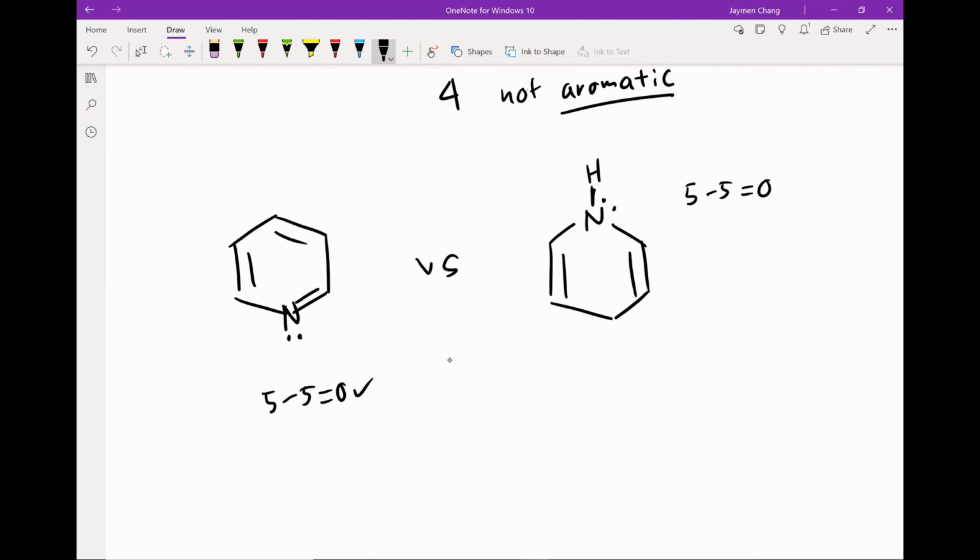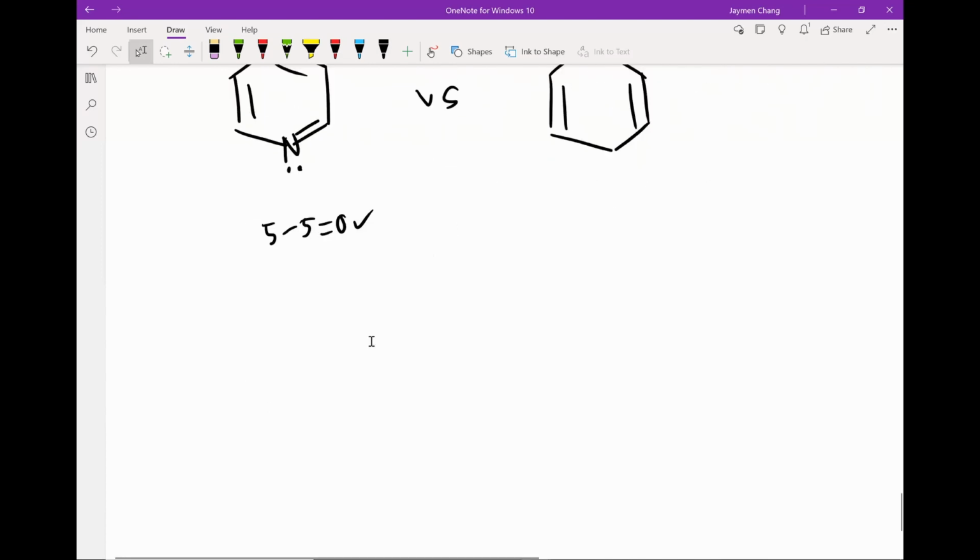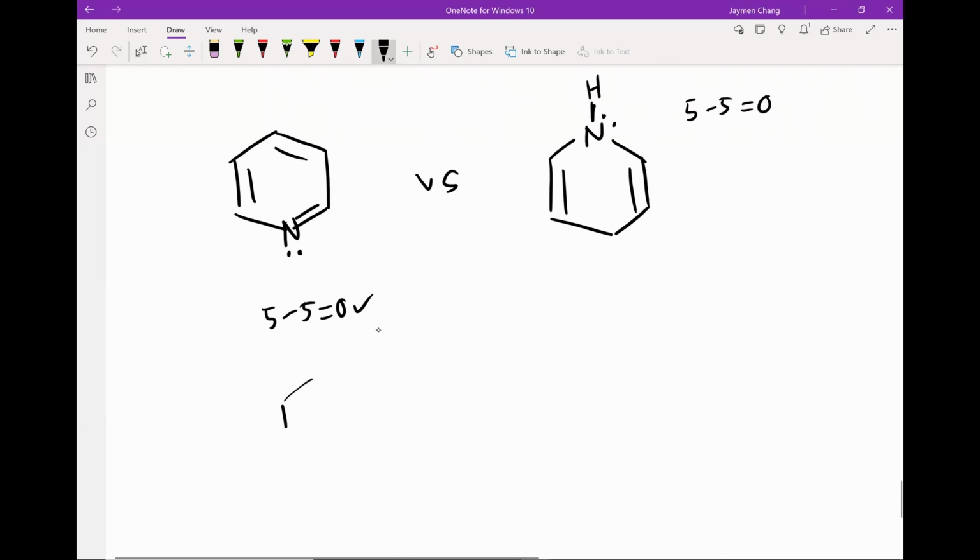There is, however, a difference between these two electrons. Right now, just looking at the two structures, can anybody tell me what the hybridization of this nitrogen is? Let me know in the chat if anybody knows. Yeah, no worries. So, okay, it's actually going to be sp2.